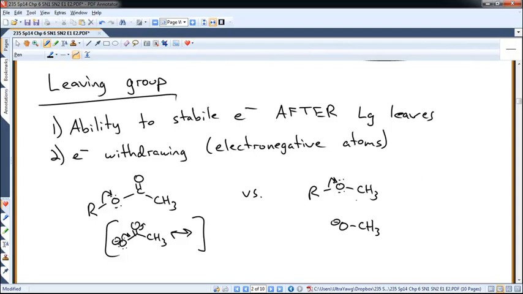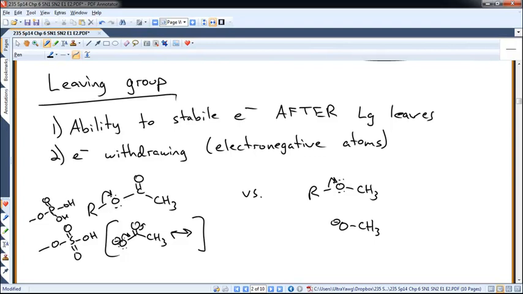Okay, so some examples of good leaving groups. Things like sulfate. When sulfate leaves, you get O-. Oxygen's negative, electronegative. It doesn't particularly mind having a negative charge. Plus, it can do a whole bunch of resonance with the sulfur and the oxygens. Phosphate, same thing. O-P-O-O-H.